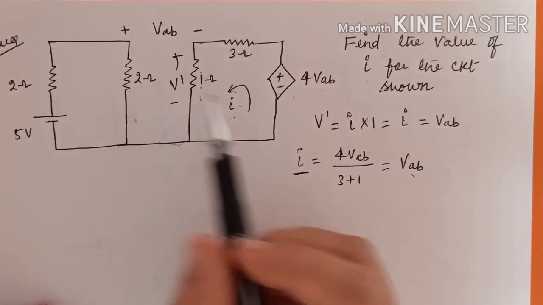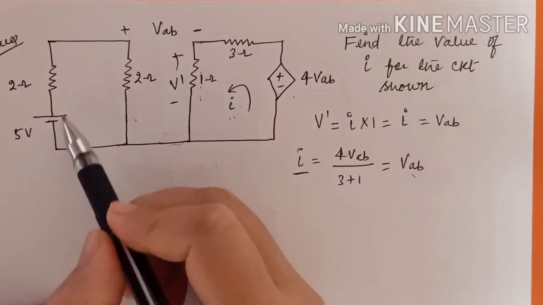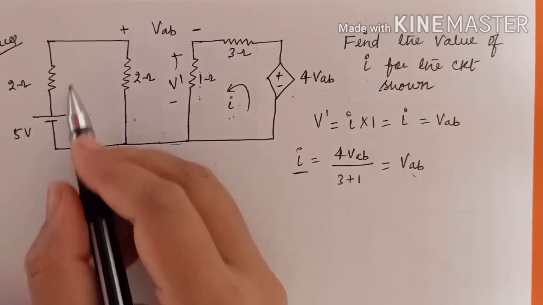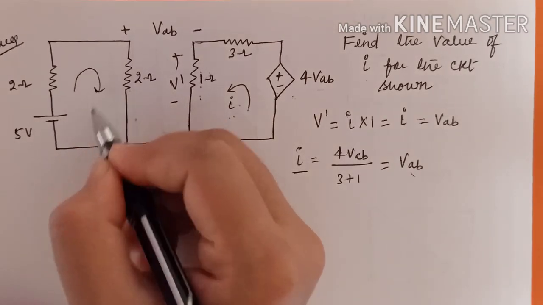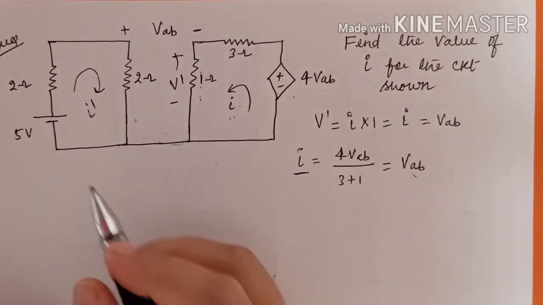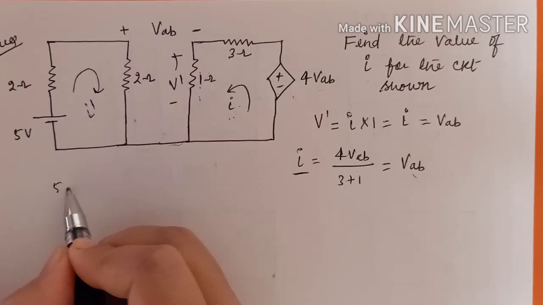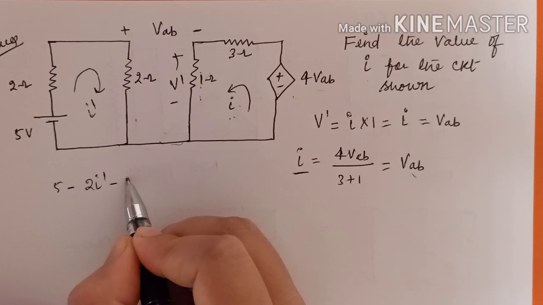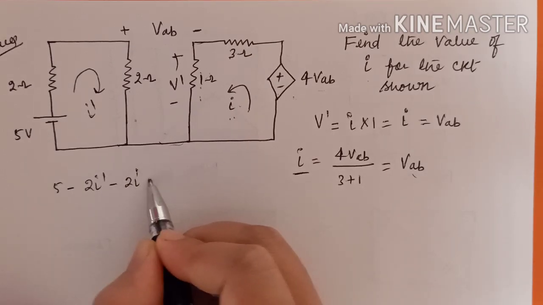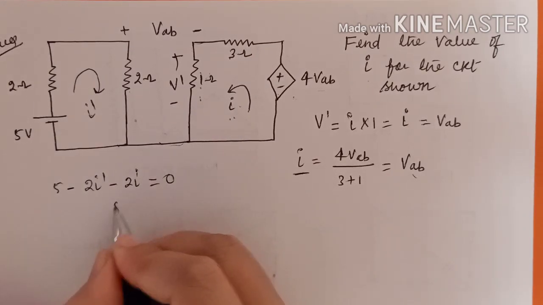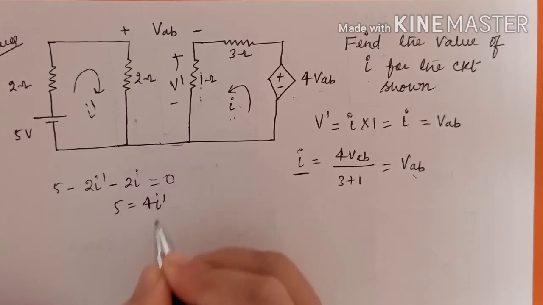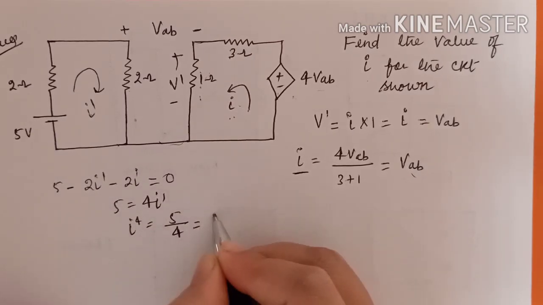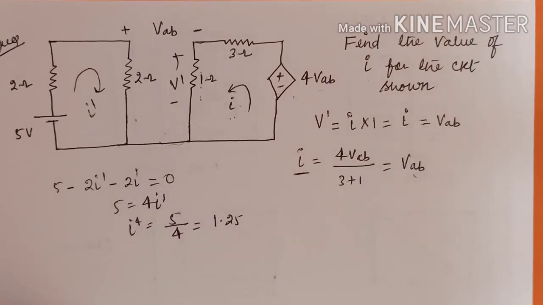How to find the VAB? Here we have applied the KVL. Now you apply the KVL here. Clear? So let's say I am applying the KVL here. Let's say the current is I dash. Clear? So 5 minus 2I dash minus 2I dash equal to 0. So 5 equal to 4I dash. So I dash I am getting as 5 divided by 4 equal to 1.25.